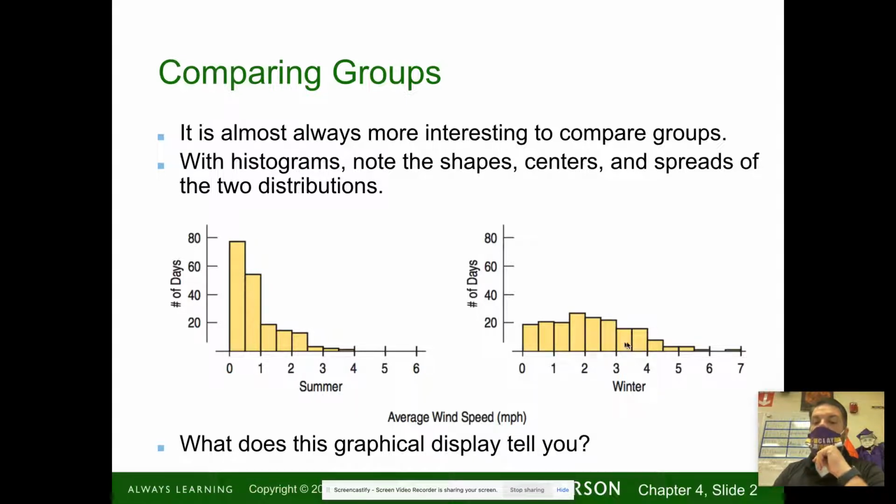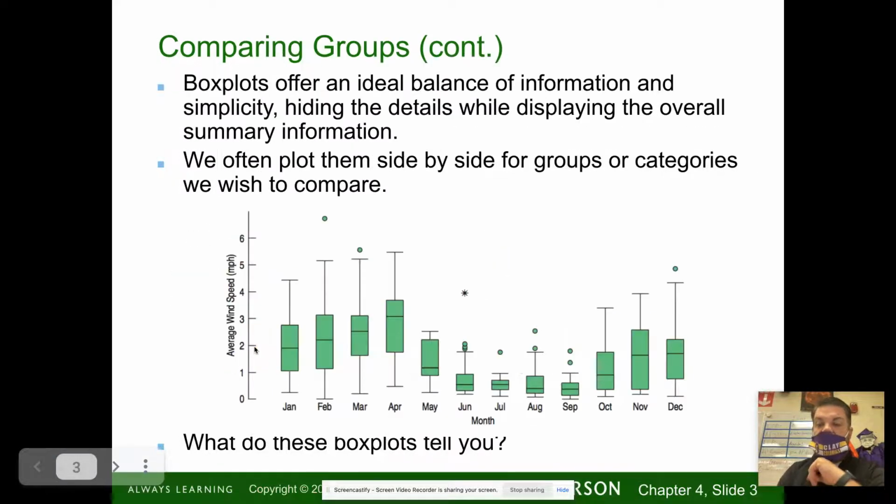And so across the board here, what I gathered is it was more often a little bit more wind, and there was a little more spread, a little more variation in the winter. Lower number of days, but in the summertime, it seems like most of the days of summer you had very little wind. Does that make sense to you guys? So that's what we got to look at.